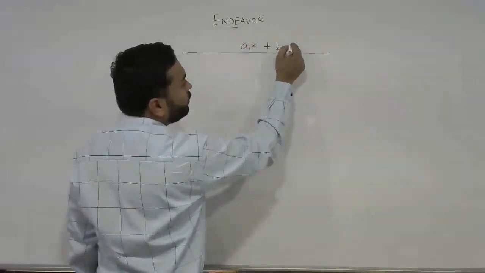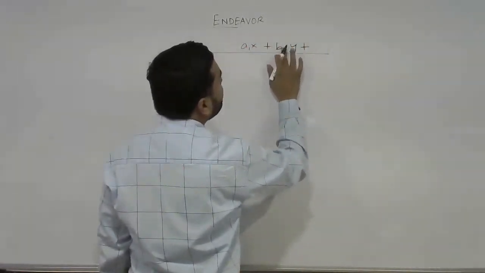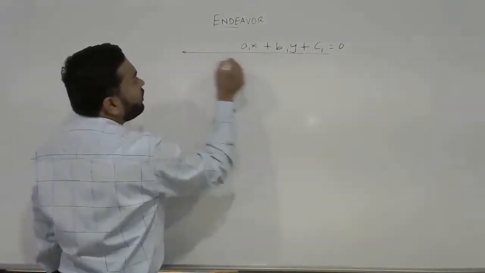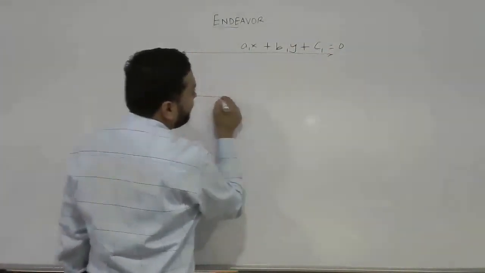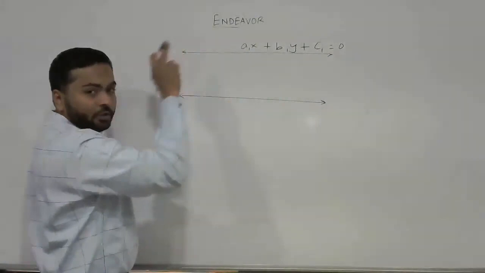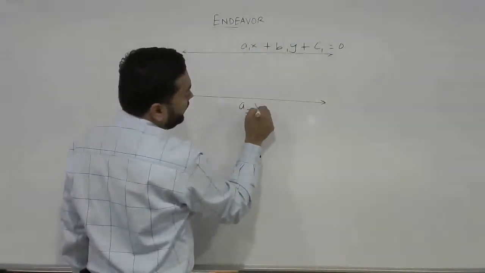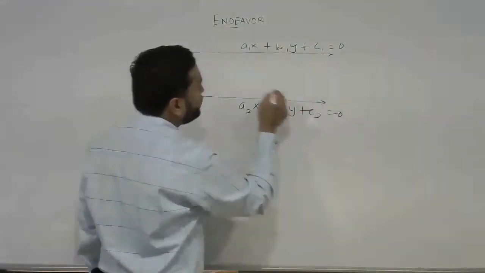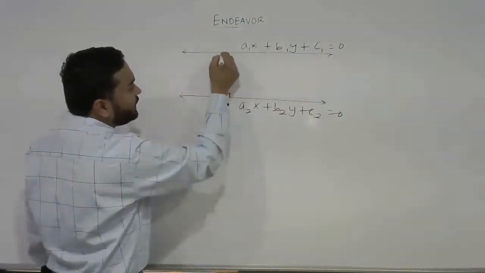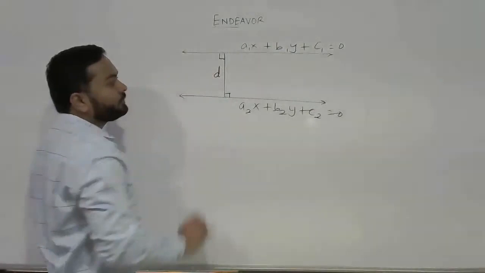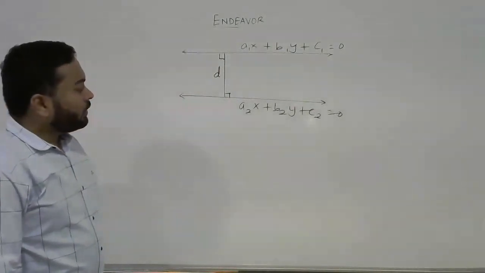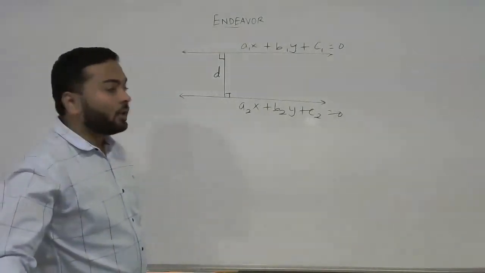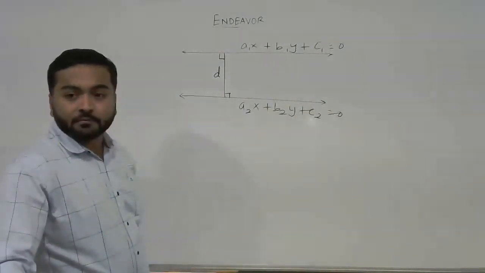a1x plus b1y plus c1 is equal to 0. And another line which is parallel to the first line, a2x plus b2y plus c2 is equal to 0. If I want to find the distance d, then what should be done? Tell me, how do you apply this?